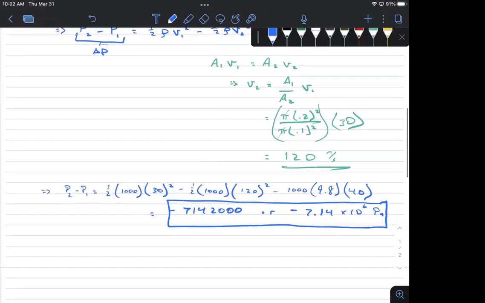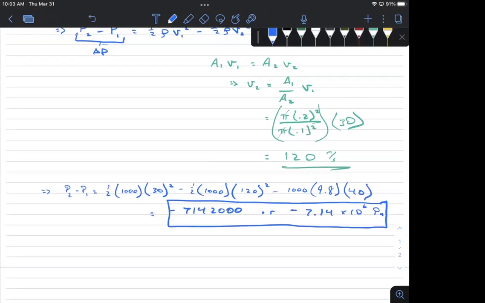Notice the answer is negative. Is it okay to get a negative answer? Well, yeah, it's okay. All a negative answer means, remember, what I'm solving for here is the difference in pressure.